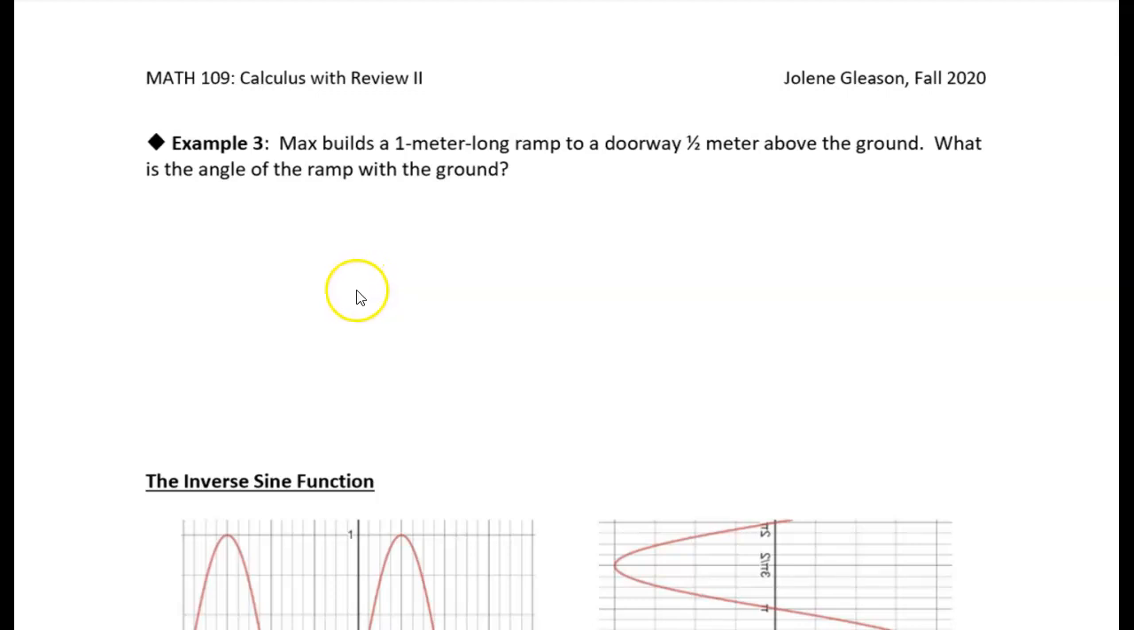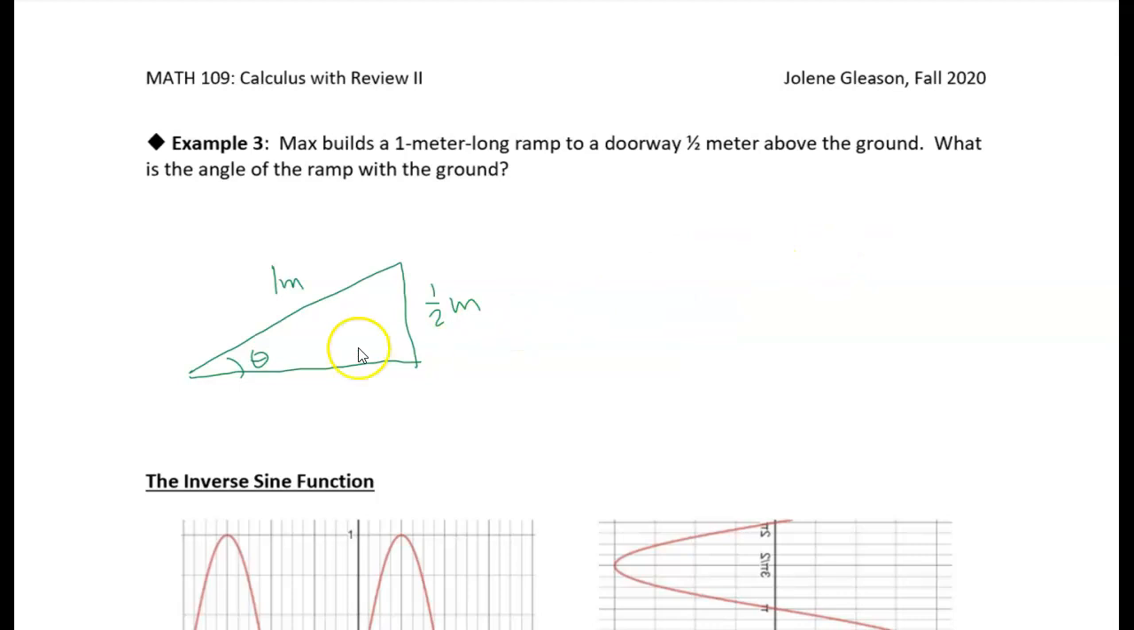In this example, Max is building a ramp that's 1 meter long up to a doorway that's a half a meter off the ground. And we want to know what angle the ramp makes with the ground. Okay, so let's just sketch a little picture. So we have this ramp. It's 1 meter long, and it's going up to a doorway that's a half a meter off the ground. Okay, and we want to know what's this angle. What's the angle that the ramp makes with the ground?